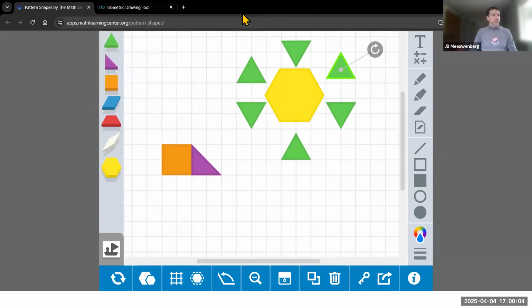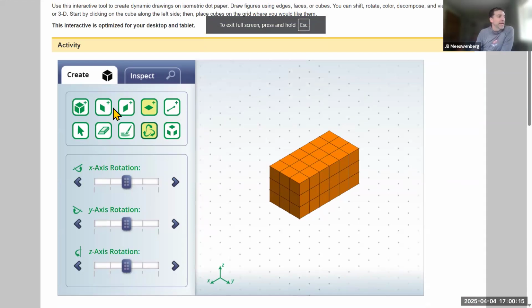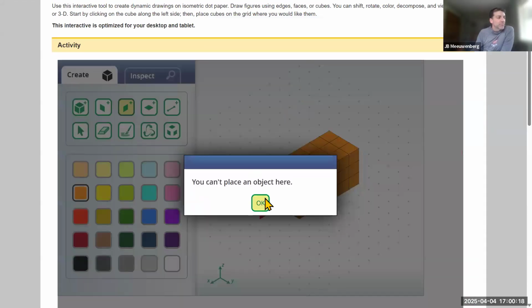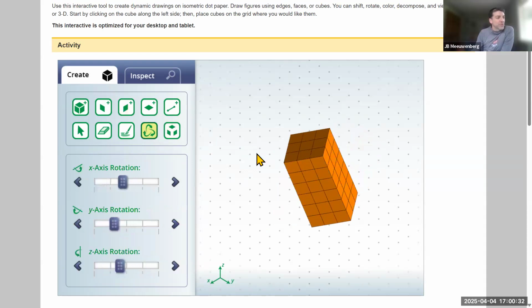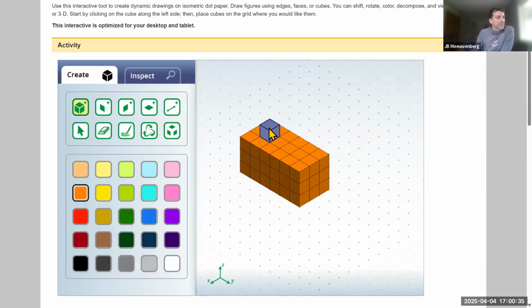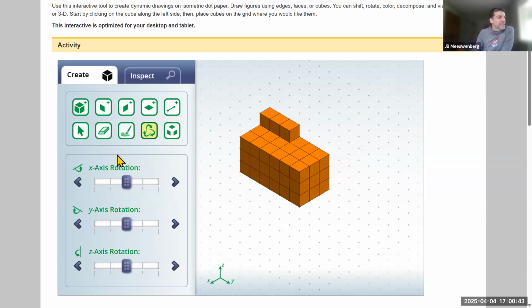The other thing is this isometric drawing tool. And here you are able to place within this grid all sorts of figures, cubes, and just different planes. So I can't place an object there or there. How about here? Maybe it's because I've already created this three-dimensional world. So I did create this three-dimensional figure. One of the fun things is you could actually rotate it. You can rotate it around. You can add to it, right? So I can add layers to this, and then I can rotate it and see what it looks like that way.